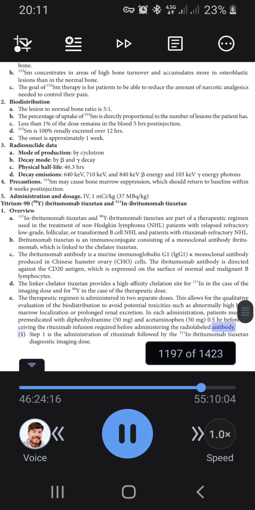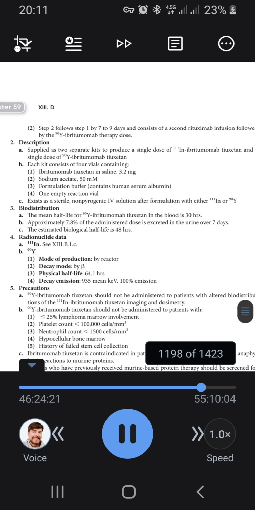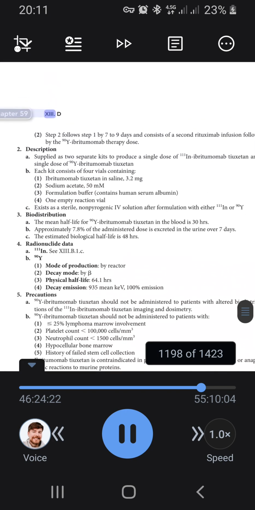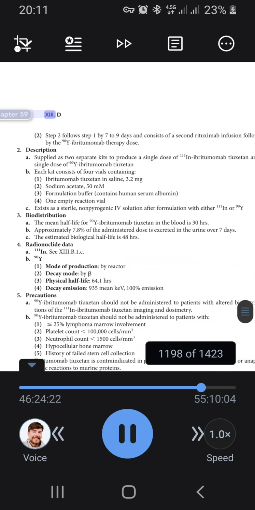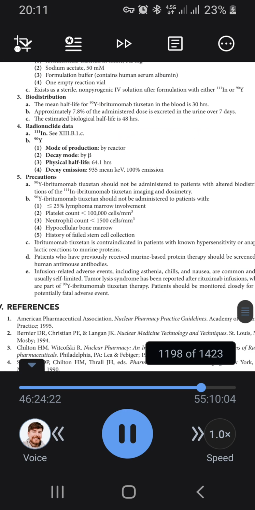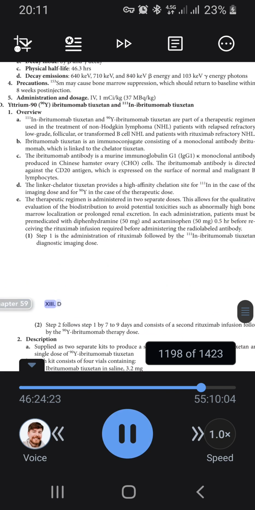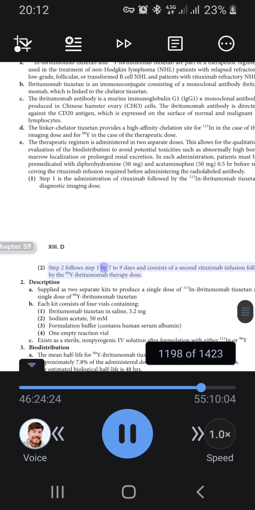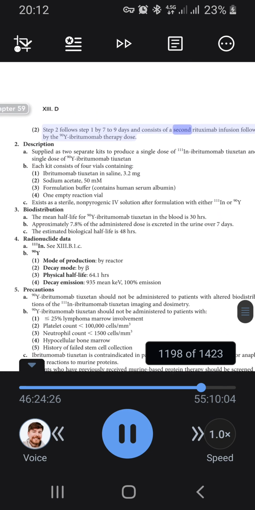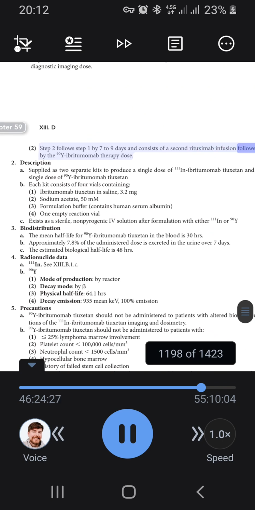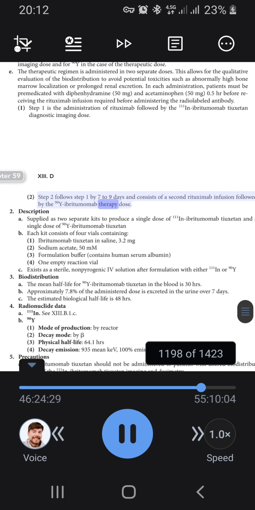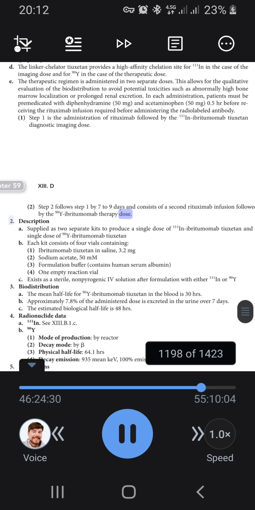1. Step 1 is the administration of rituximab followed by the indium-111 ibritumomab tiuxetan diagnostic imaging dose. 2. Step 2 follows Step 1 by 7 to 9 days and consists of a second rituximab infusion, followed by the yttrium-90 ibritumomab therapy dose.